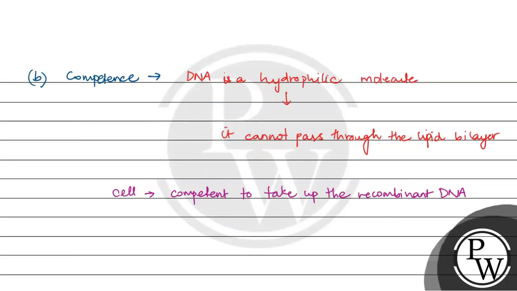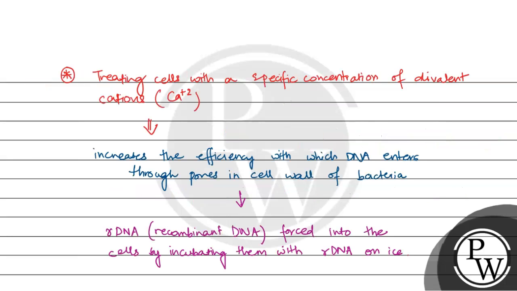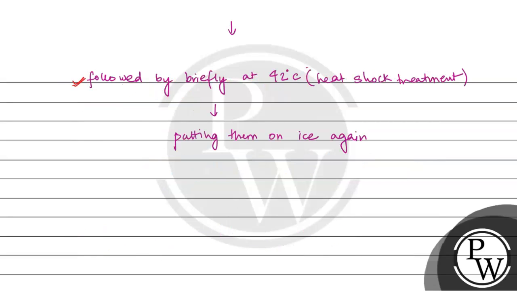And competence बढ़ाने के लिए basically the cells are treated with a specific concentration of the divalent cations and then इसको आइस में इंक्यूबेट किया जाता है. आइस में इंक्यूबेट करने के बाद हीट शॉक ट्रीटमेंट दिया जाता है और after the heat shock treatment they are put into ice again. Hope you understood well.